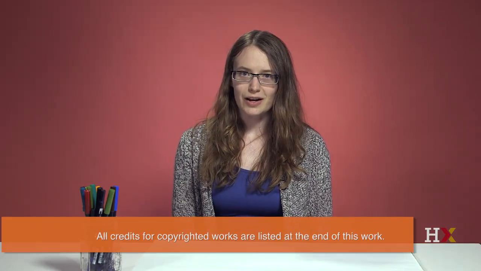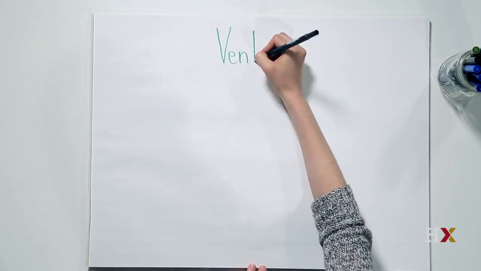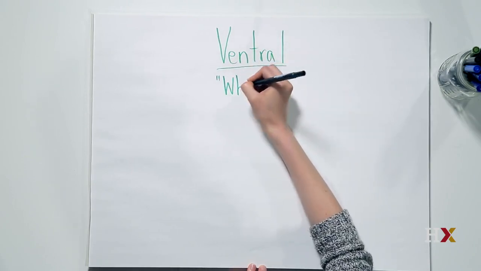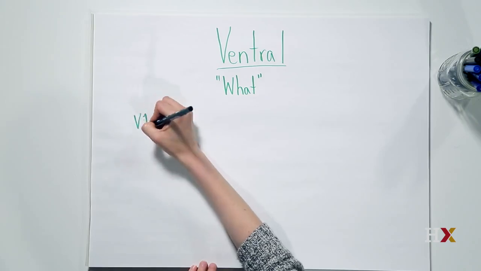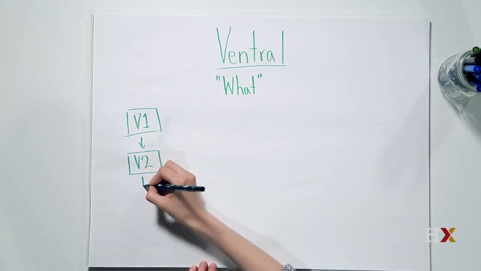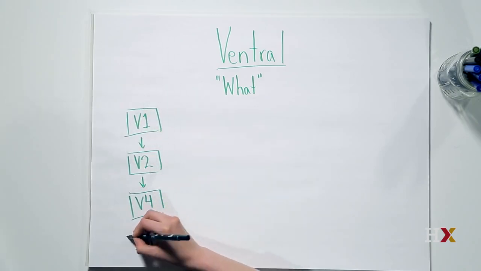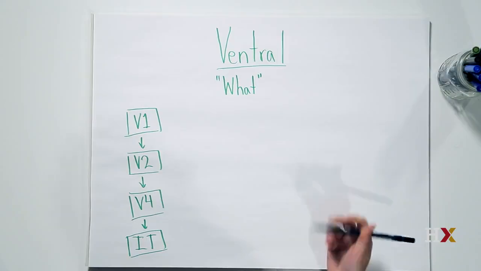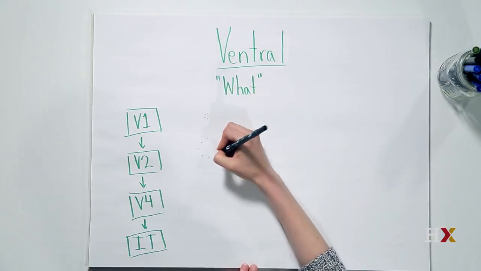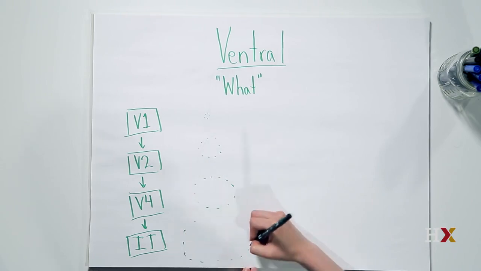Okay, so that was a lot of information, so let's do a quick review. Once the visual information from your eyes reaches the back of the brain, it's processed in two pathways, the ventral and the dorsal. The ventral pathway is called the what pathway, and it identifies objects. In this pathway, information flows from area V1 to V2 to V4 to IT. The receptive field size and complexity of information being processed increases as you step through each of these areas.